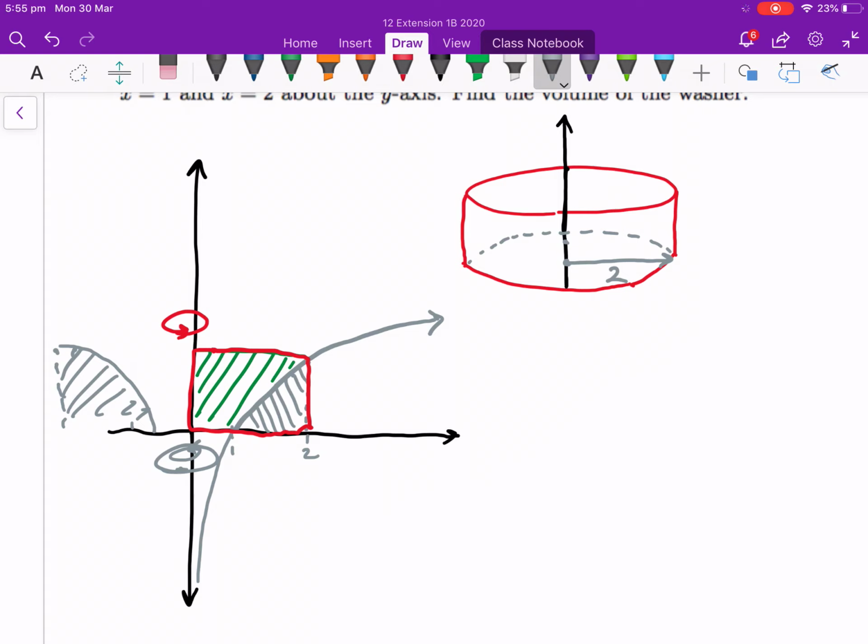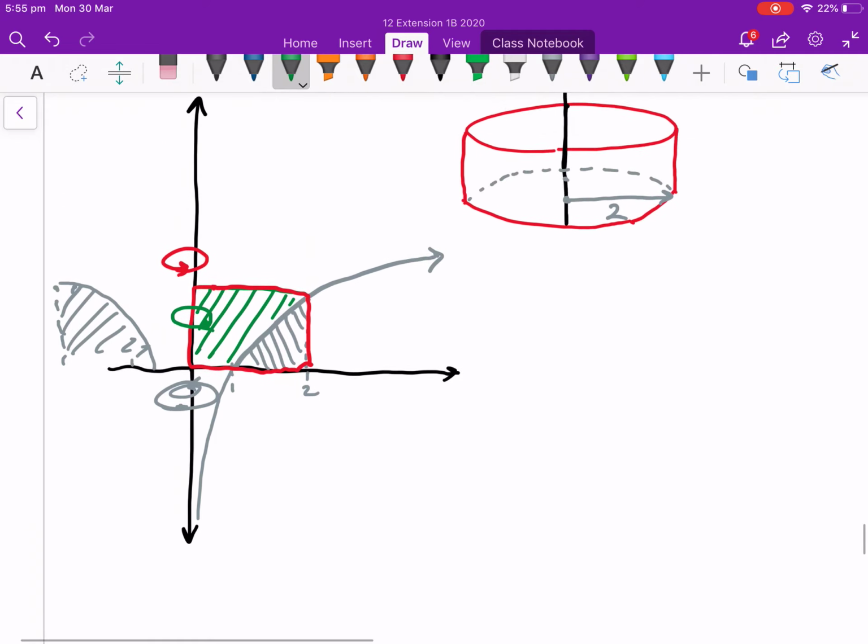Now, what we're actually going to look at here, and this is the complicated part of this, is some compound volume, because we're going to take the green region we've got here and rotate that around the y-axis. And then if we subtract that away from the cylinder, it will actually give us the volume of the grey bit as if that was rotated around. And this is the confusing part of this question.